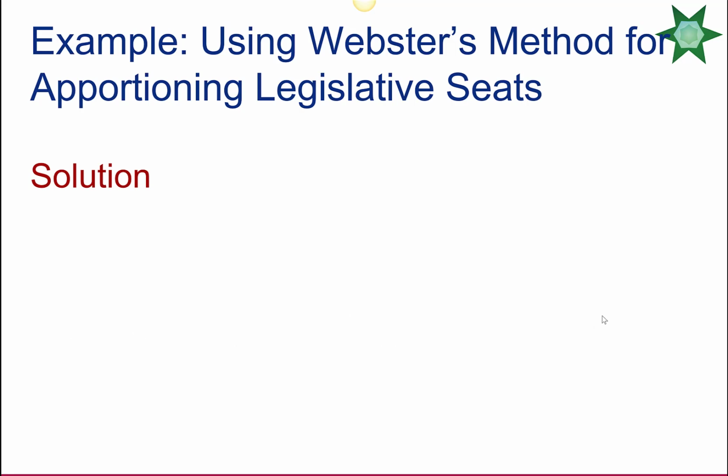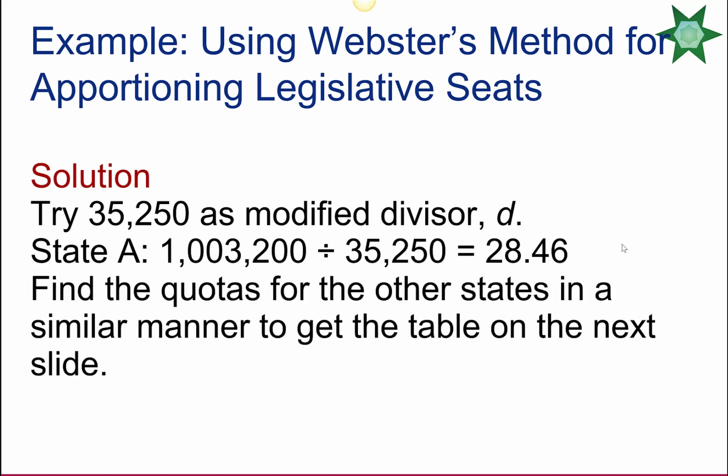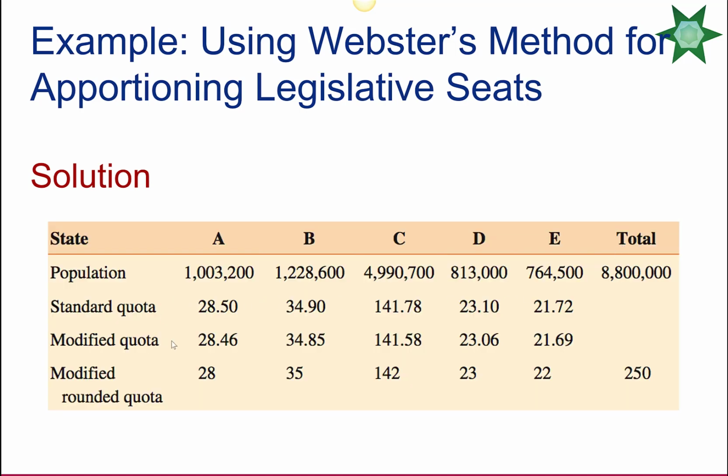So in order to overcome that, we're going to use a slightly larger divisor. We're going to use 35,250 as the modified divisor. And we go through the same steps. So the modified quota is here using that modified divisor. And now you remember, round to the nearest integer. So here we have 28, 35, 142, 23, 22, and they add up to 250. And so we've gotten our allocation now.